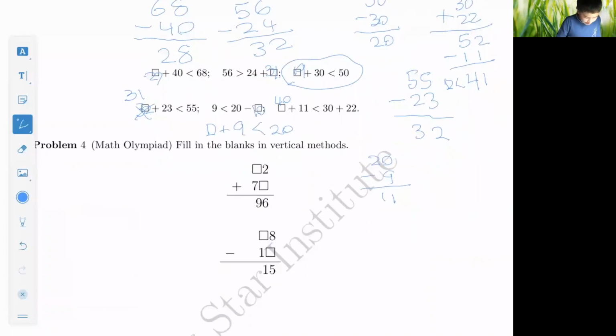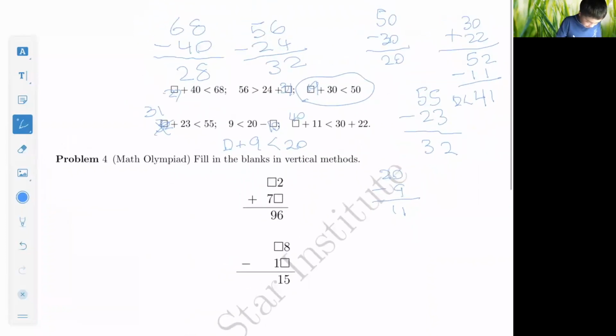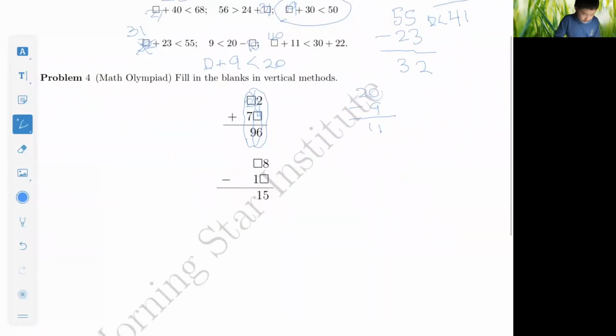Problem number 4, we could see that 2 plus blank equals 6 for the units digit. So the blank equals 4. For the tens digit, the tens digit has to be 2 because 2 plus 7 equals 9. For this question, we must subtract a blank from 8 to get 5. This blank has to equal 3 because 8 minus 3 equals 5. For the tens digit, we must have 2 because 2 minus 1 equals 1.